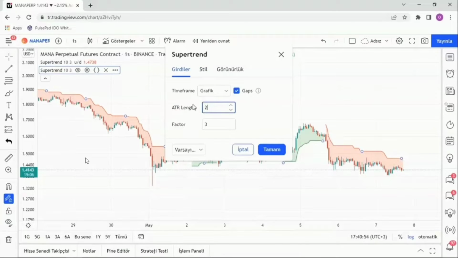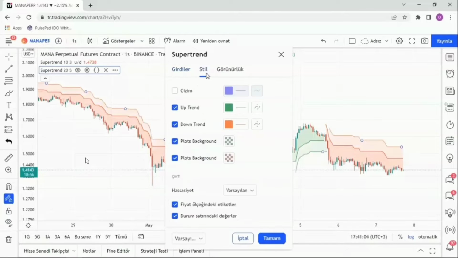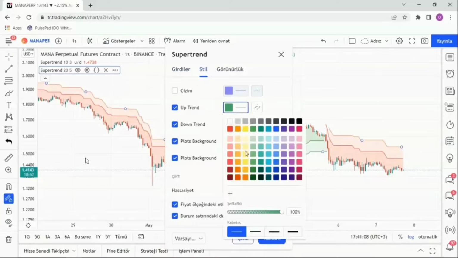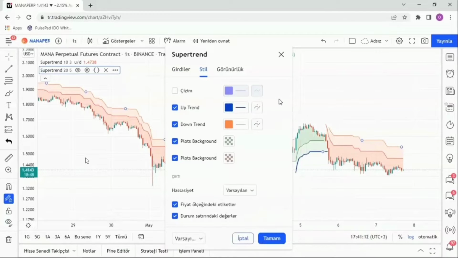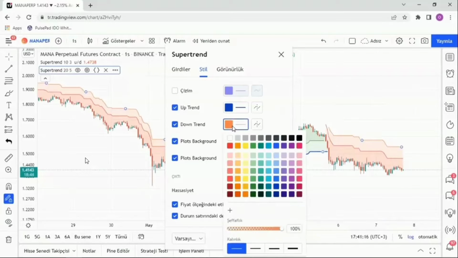Now we are opening two different Supertrends on our chart and let's see what we are talking about in detail. We will pick one of them and change the settings to define the main trend line. For this purpose, we will use 20 as ATR and 5 as the factor. We are changing the color so that we can easily understand which one is the main trend direction and which one is the signal. We will change the green line to blue and the red one to orange.